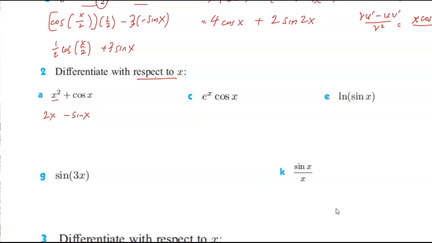That's it. e to the x times cosine x, this is a product, so it requires product rule. If this is u and this is v, u dash is e to the x. Remember, the derivative of e to the x is itself. v dash is equal to negative sine x because v is cosine x. And then we just multiply these together, so e to the x times negative sine x plus e to the x cosine x. So e to the x times cosine x minus sine of x.